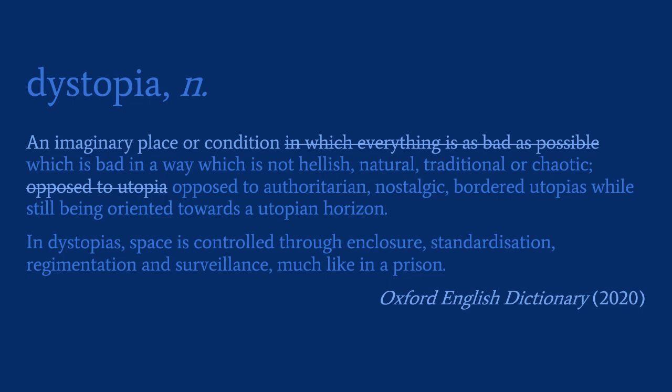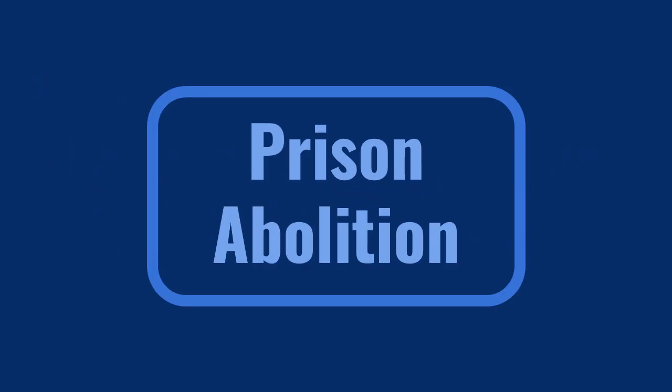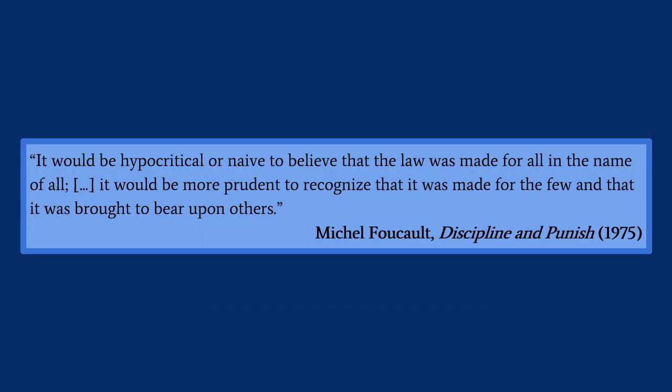Okay, so I'm going to end now by talking a little bit about prison abolition, because if we remember, dystopianism is oriented towards a utopian horizon. So when we're thinking about space, what does that utopian horizon look like? Well, I think it looks like the abolition of prisons, because Foucault is talking about how the disciplinary society operates in all areas of life, how we're all surveilled through CCTV, through data tracking, through schools, through hospitals, etc., etc.